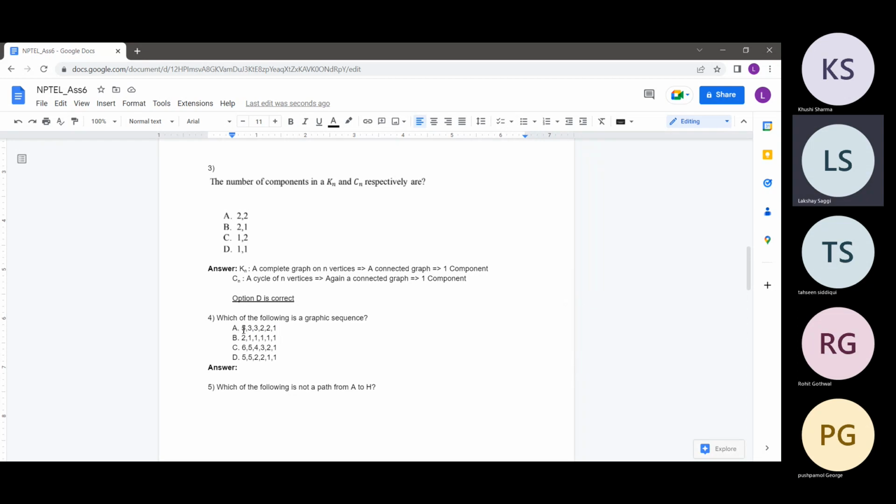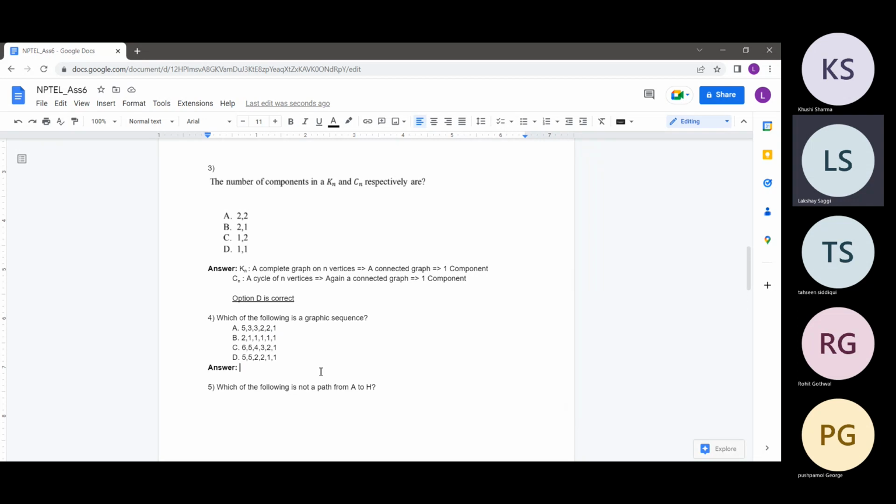So let's consider option A, this 5 3 3 2 2 1 sequence. It will be graphic if we can make a graph of 6 vertices, since there are these 6 numbers here, such that one vertex has a degree of 5, 2 vertices have a degree of 3, 2 have a degree of 2, and one vertex has a degree of 1. So this was the definition of graphic sequence, just reminding you guys.